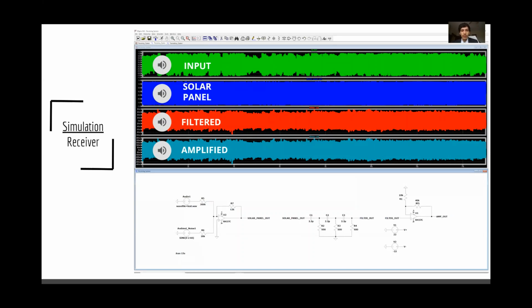However, looking at these results, you can see the first wave is the input. The next is the solar panel, filter, and amplifier. And I will now play all these audio files for you, except for the input because it's the same song as the last slide. Here is the solar panel.